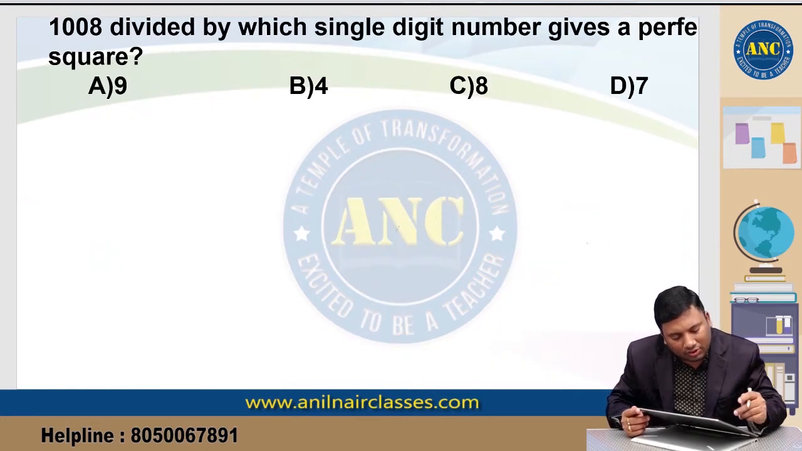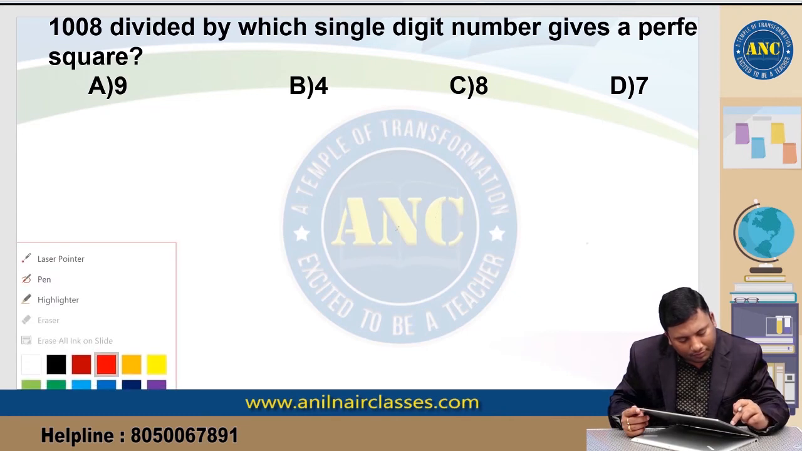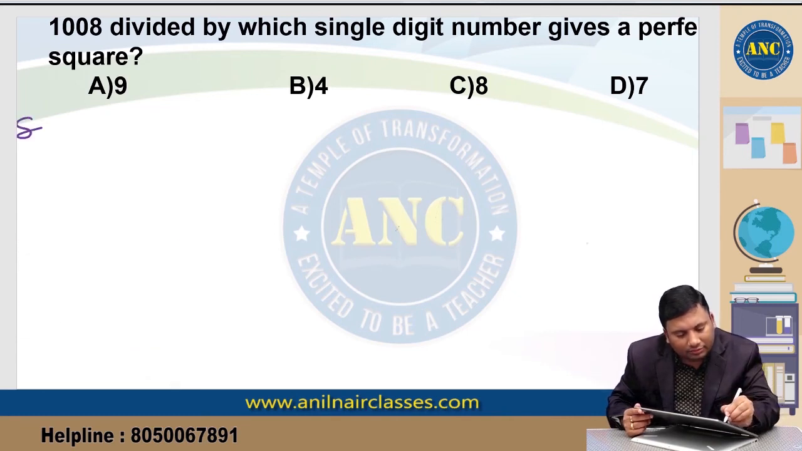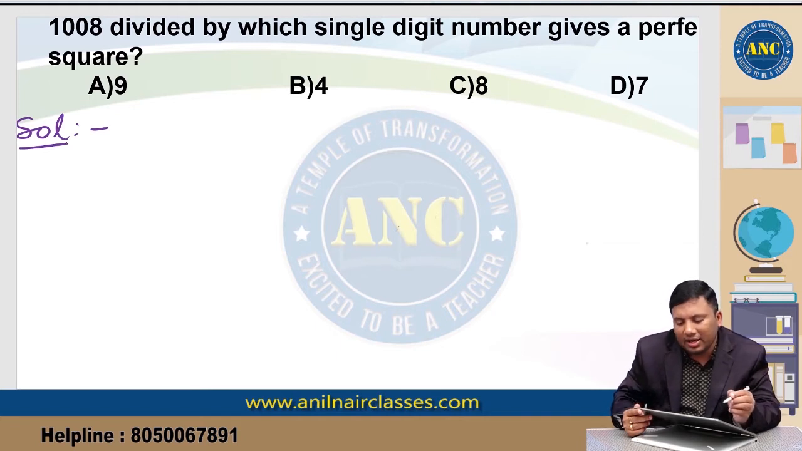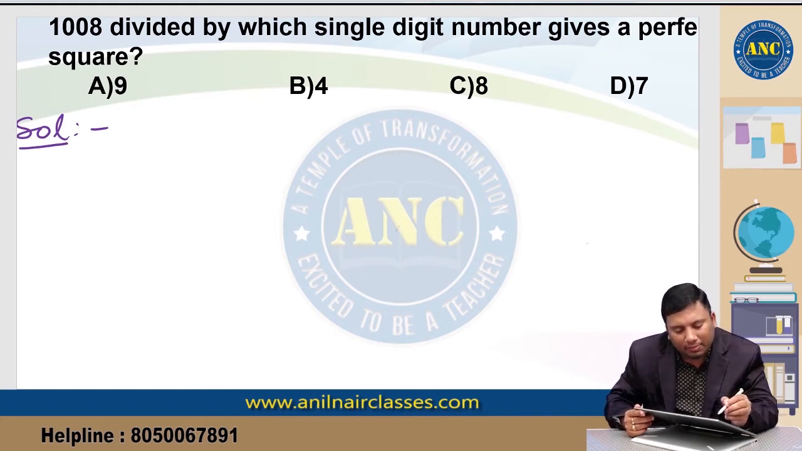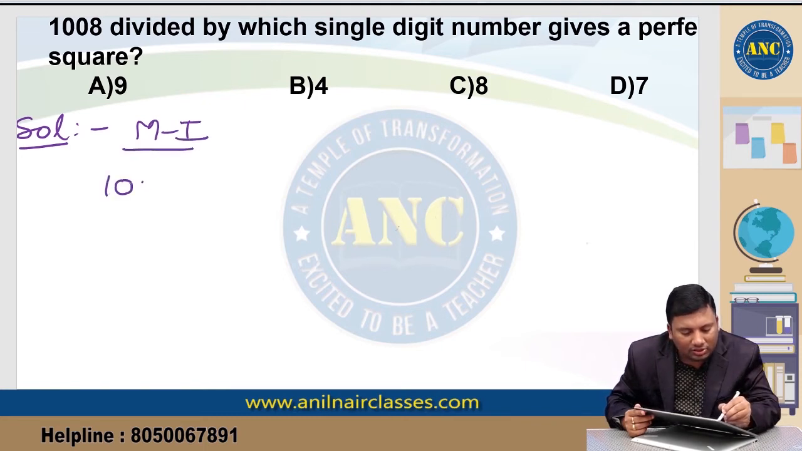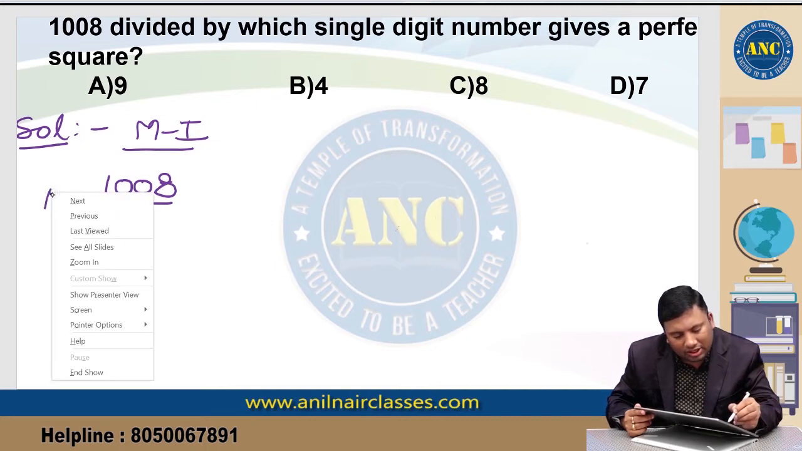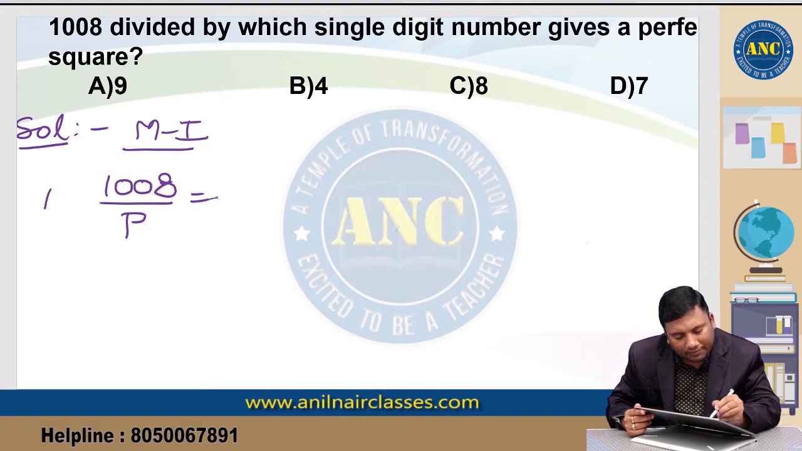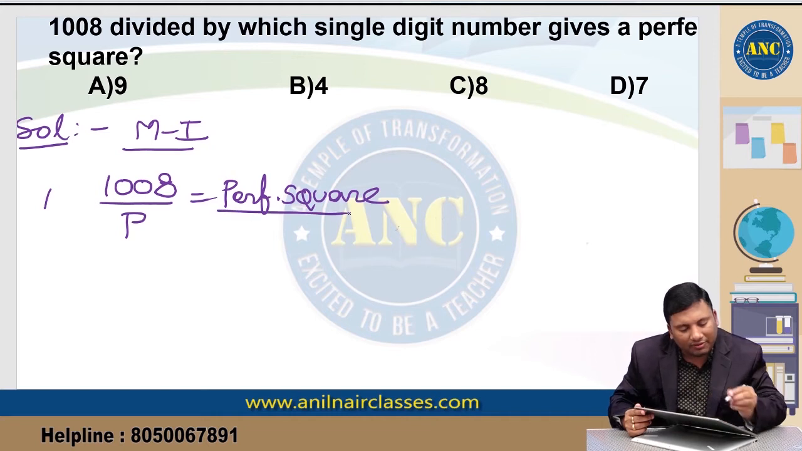Second one, see the question. 1008 divided by which single digit gives me a perfect square? Method 1. There is a number 1008. 1008 is divided by which single digit number which gives you a perfect square.